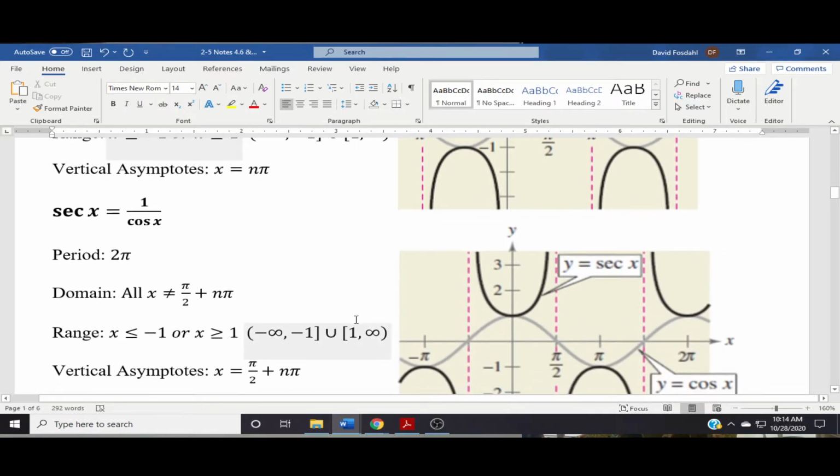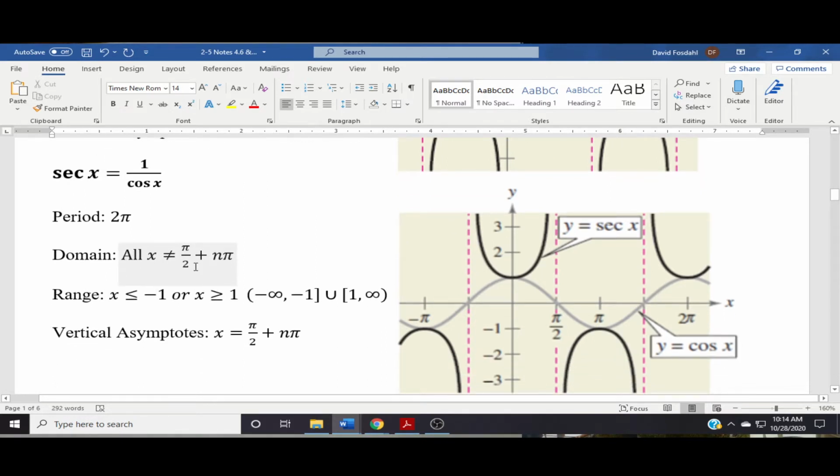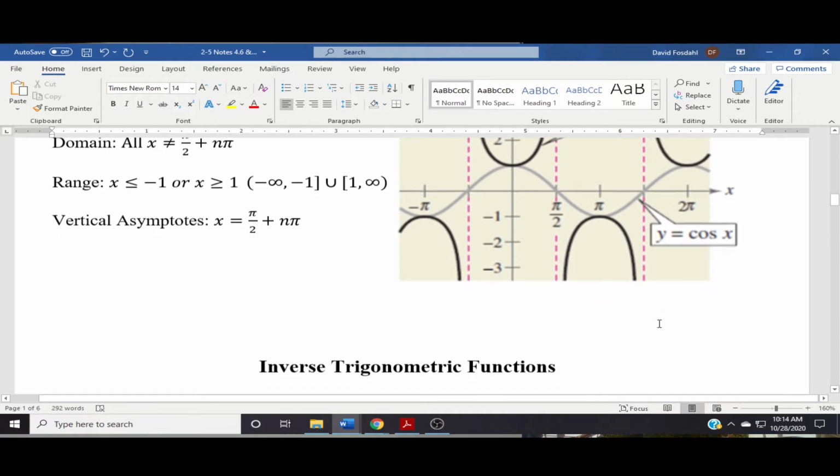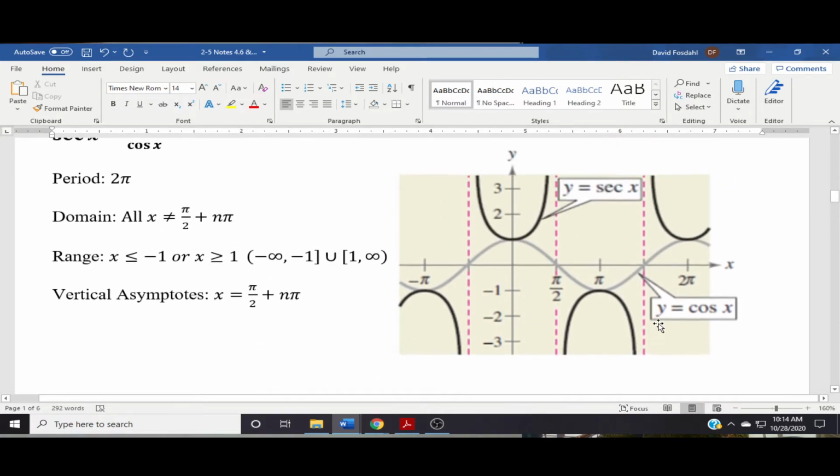Secant obviously will have similar features. 2 pi period, it will be the opposite of cosine. And the domain is everything but pi over 2, because cosine of pi over 2 is 0, so secant would not exist at that point, or rather be undefined. Okay, this is the range, again the same range as cosecant. Vertical asymptote of pi over 2 plus n pi. Okay, so it repeats at pi. Okay, that is it for those graphs.